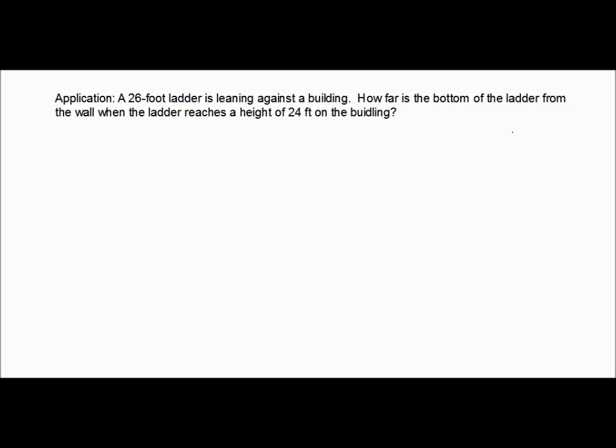How about this time we've got a 26-footer ladder leaning against a building. How far is the bottom of the ladder from the wall when the ladder reaches a height of 24 feet on the building? So let's draw ourselves a little diagram. So we've got this building over here, and we've got the ground right here. So here's our building. And leaning against it, we've got this ladder. Right, so our ladder, we know, is 26 feet. But we don't know how far it is from the wall to the ladder. But we do know that the ladder is 24 feet up.